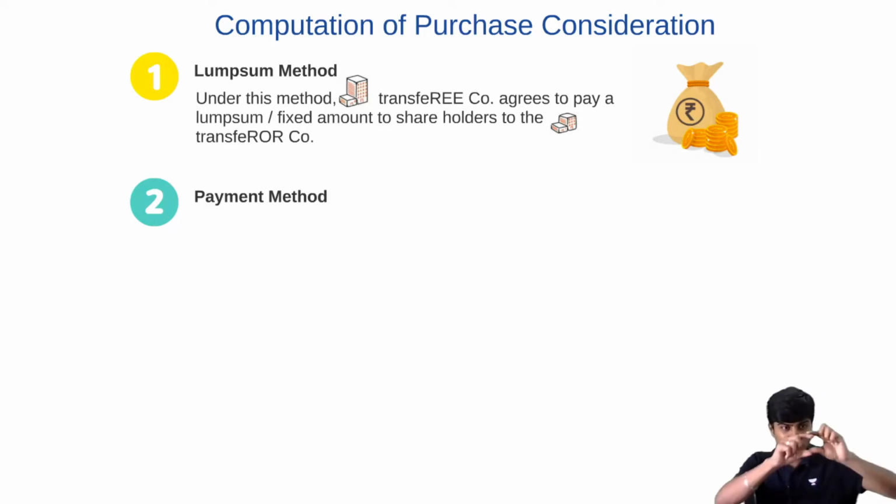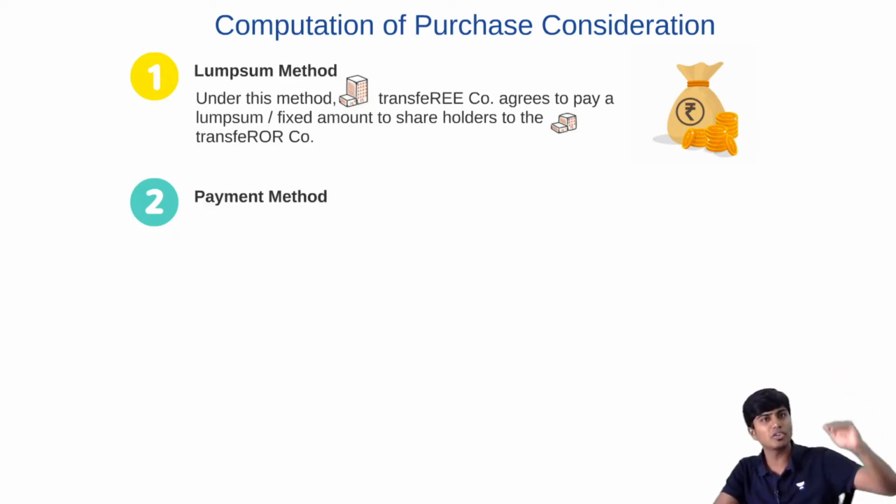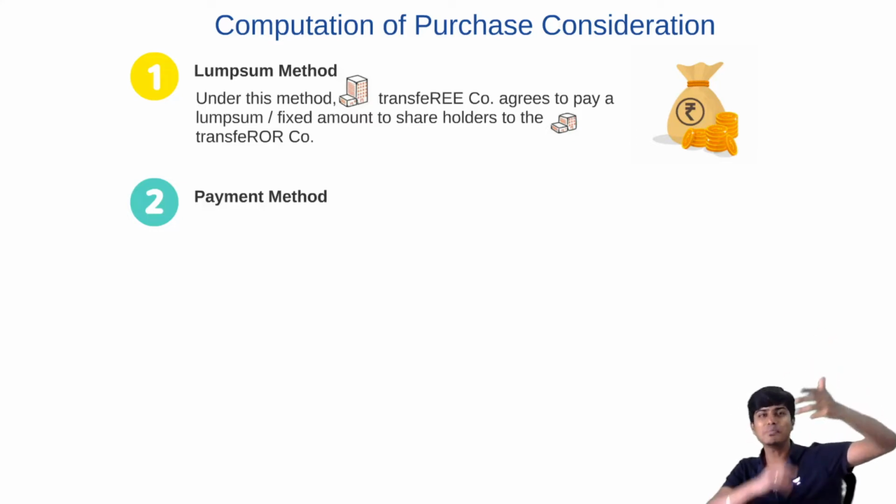You get that? So if they give the total, it is lump sum method. If they give the breakup, it is payment method. Sometimes it can so happen that they'll give payments, and you would have to find the total. Sometimes they'll give the total, and you might have to actually find the breakup of those payments.